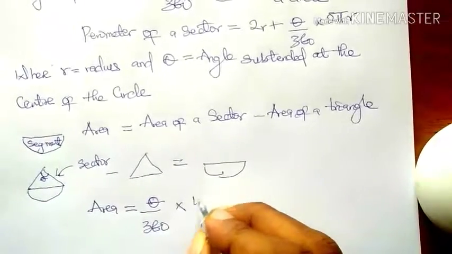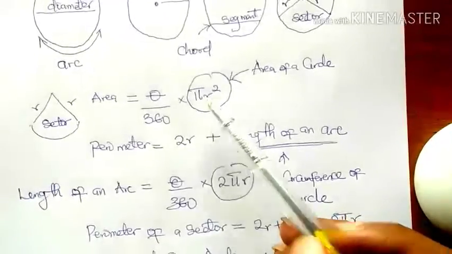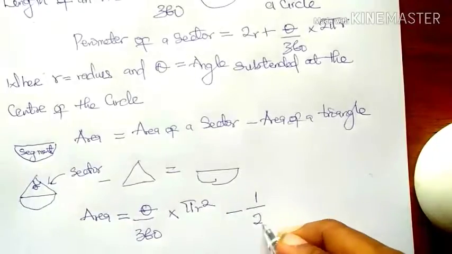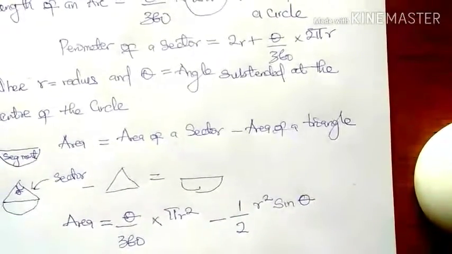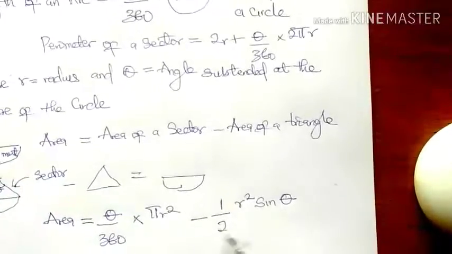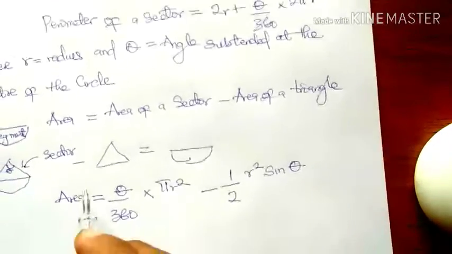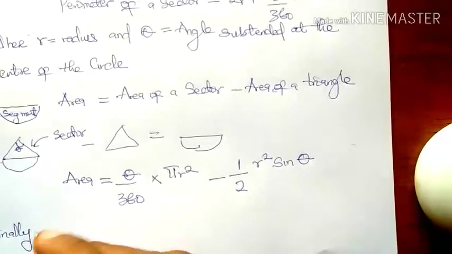Therefore, the area of a segment is equal to theta over 360 times pi r squared, that's the area of a sector, minus 1 over 2 times r squared times sine theta. This is one of the formulas for the area of a triangle, where we have theta.